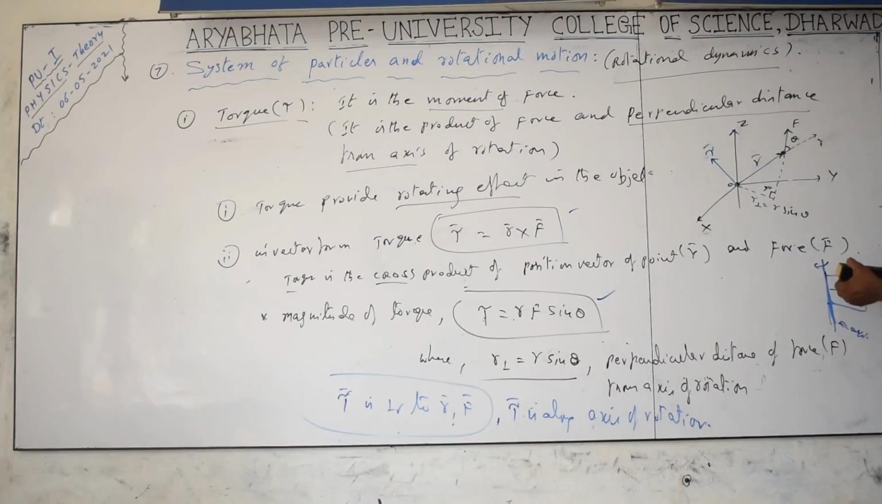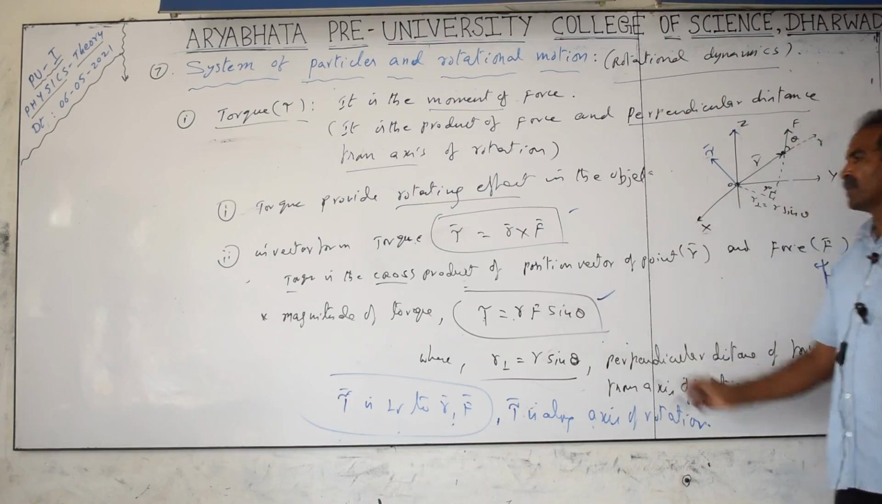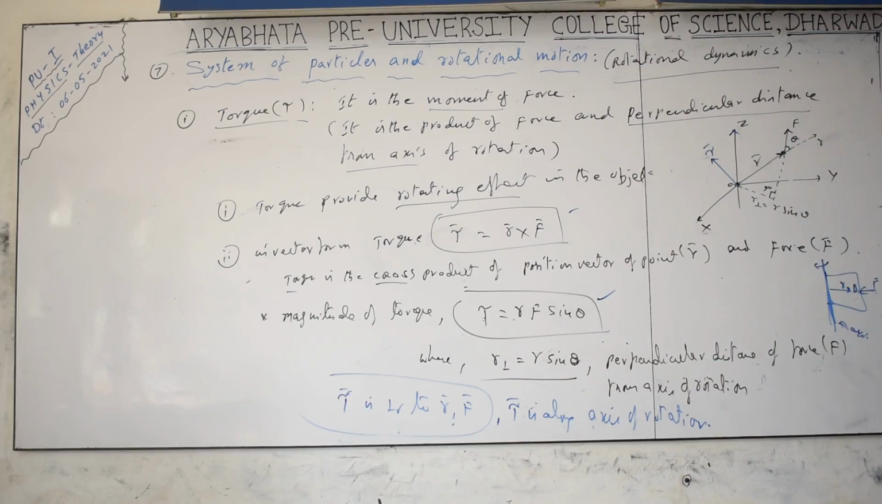But if I apply the force at any other angles, then the object starts rotating. So if I apply the force at 90 degrees to the radius, then theta is 90, sin 90 is 1, and torque is maximum. So maximum torque is possible when R is perpendicular to F.